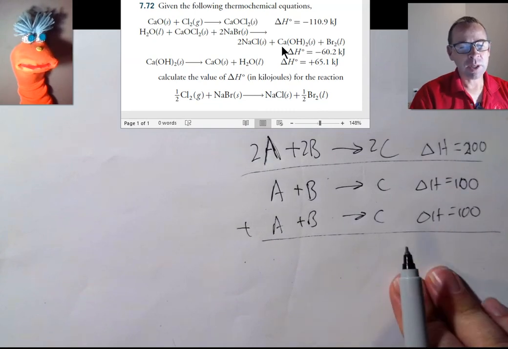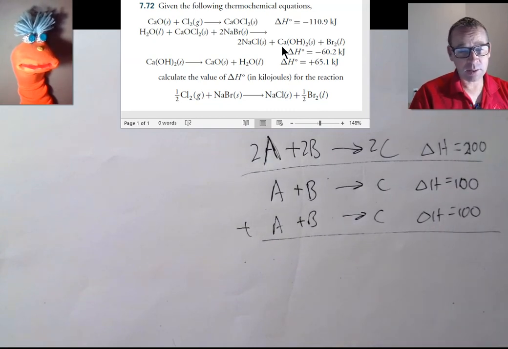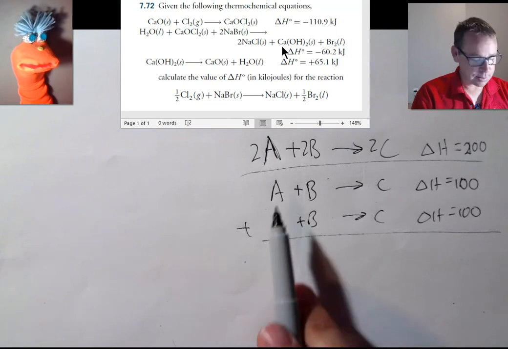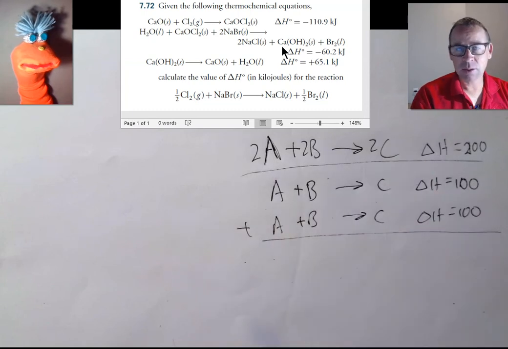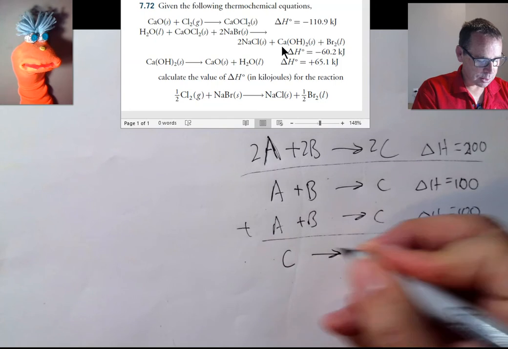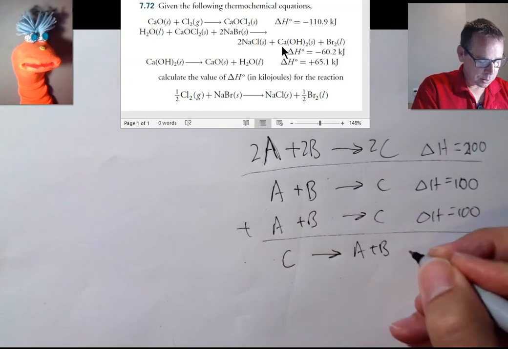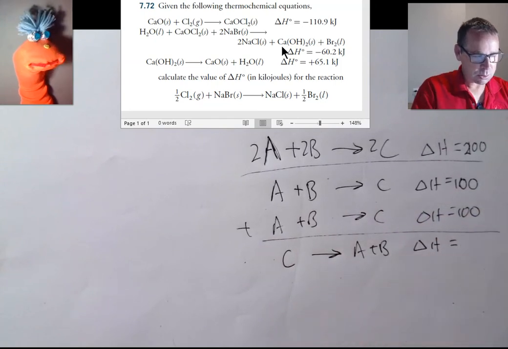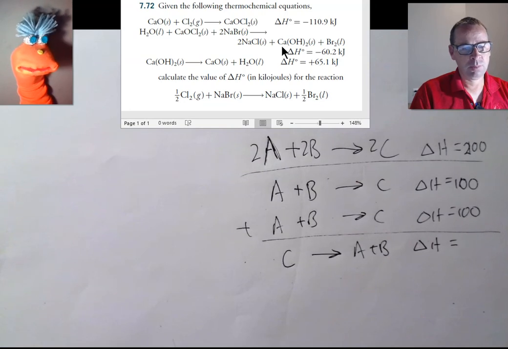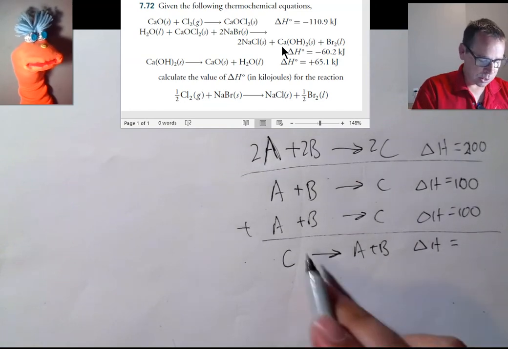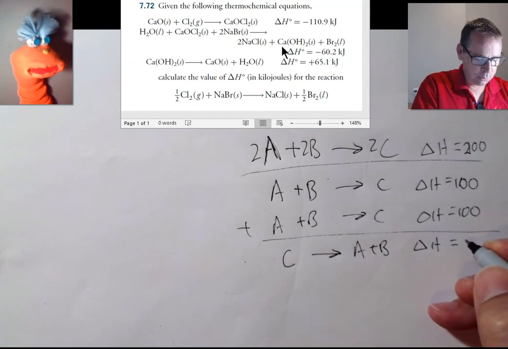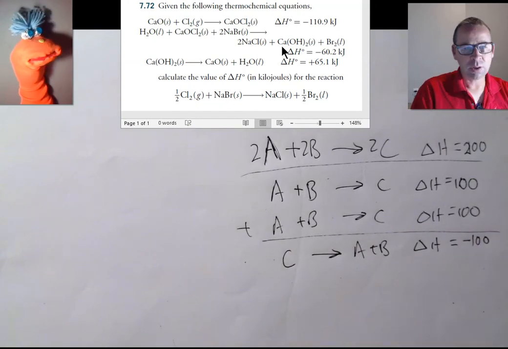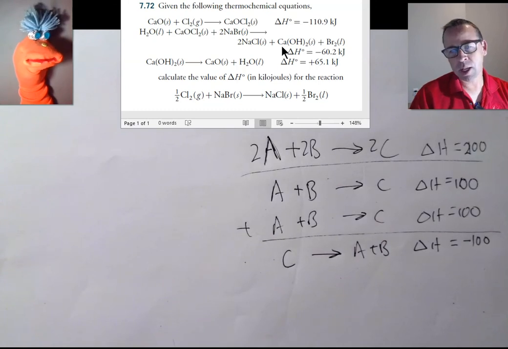Okay? So another way you can think about it is if I take this and instead of summing it, I multiply it by 2, right? That's what we did there. We can also reverse it. We know that as well, right? C reversing to A plus B. What's the delta H for that reaction? I can't remember. Well, it's just this reaction reversed, right? Oh, yeah, okay, so it's negative 100. That's right, negative 100 kilojoules or whatever the units are, okay?